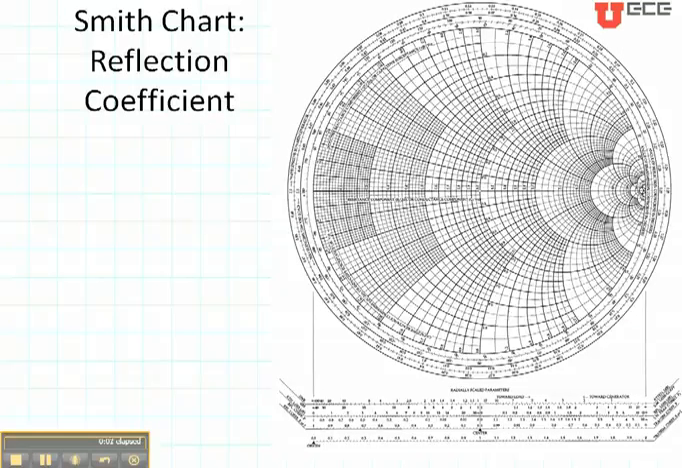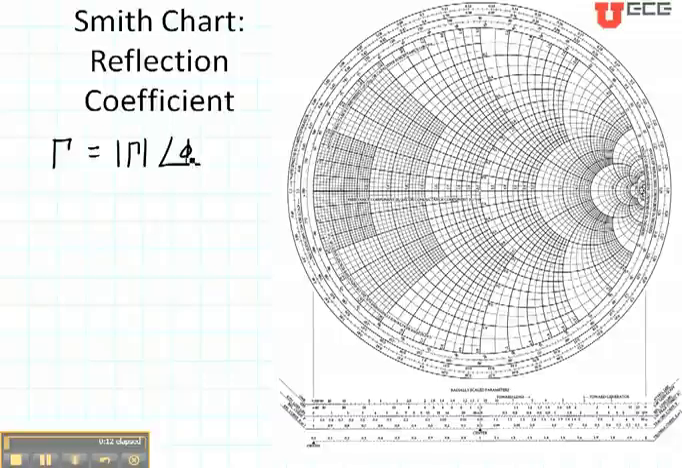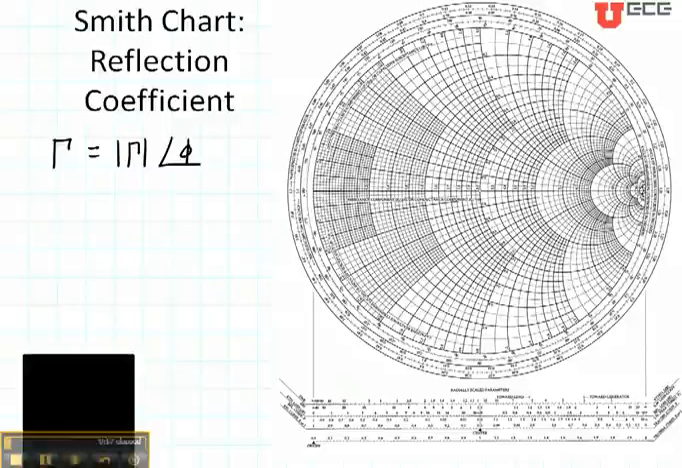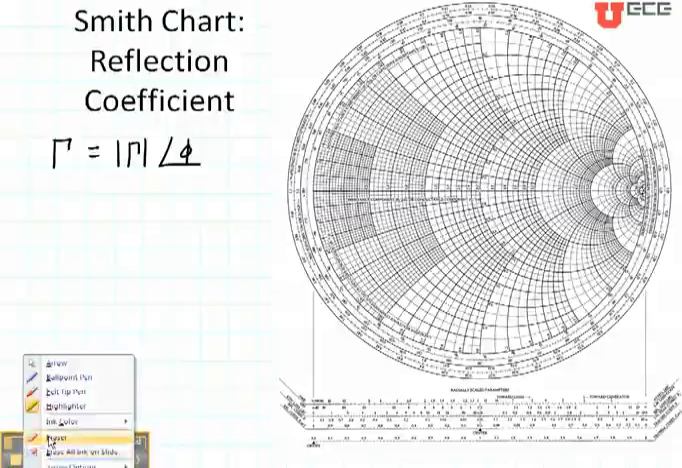Now let's take a look at the Smith chart and how we use that to plot the reflection coefficient. On the Smith chart, we're going to plot the reflection coefficient in its polar form, which means it has a magnitude and a phase. Let's take a look at the various places that we're going to be examining for the reflection coefficient.